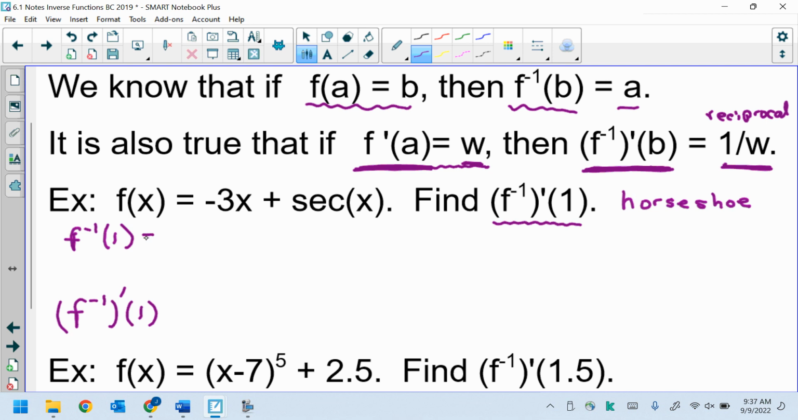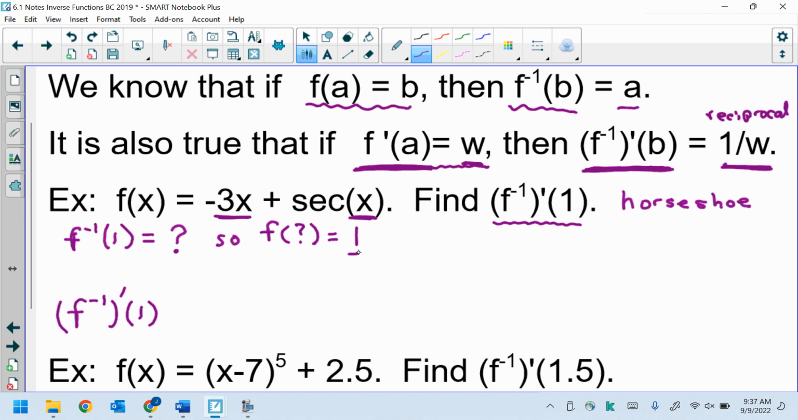Now f inverse of 1, I have no idea what it is because I can't find the inverse. But let's use the method that we just had. If f inverse of 1 equals question mark, f of question mark is equal to 1. So I should be able to figure out what question mark is. What are you going to put in the place of x so that you get 1 as a result?